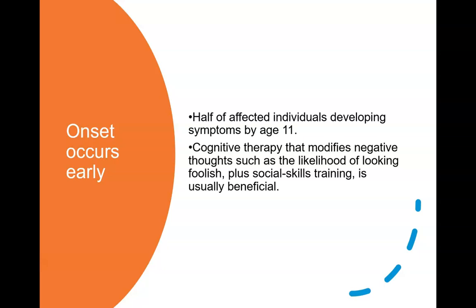Now, for all of these anxiety disorders, onset does typically occur pretty early on in life. Half of affected individuals are going to start developing anxiety symptoms, usually by about the age of 11. So that's one thing that we know pretty well.